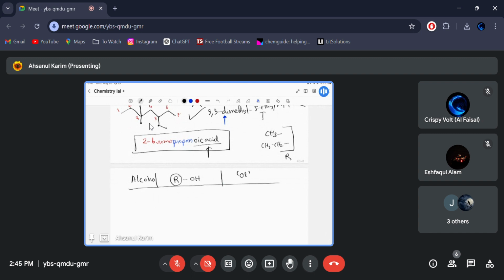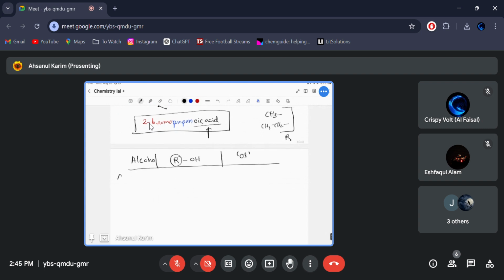Okay, now the second one, aldehyde. Look at the structure of aldehyde. It is a very, very common structure. You have a double-bonded O and H here and an R group here. And the secondary suffix for aldehyde is AL. Clear?